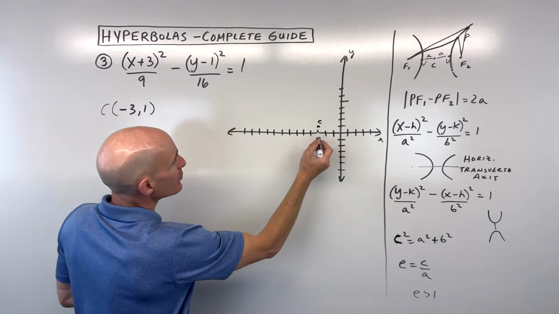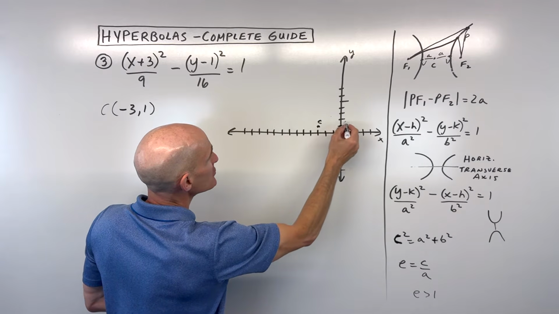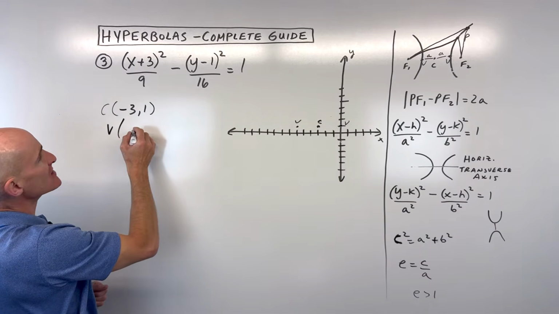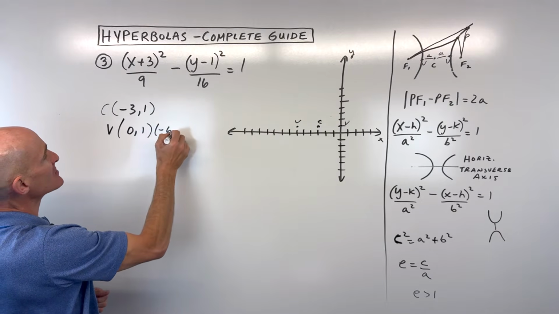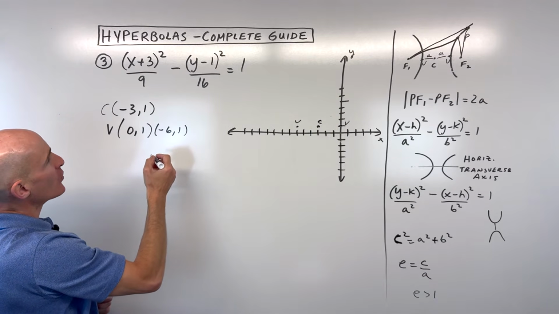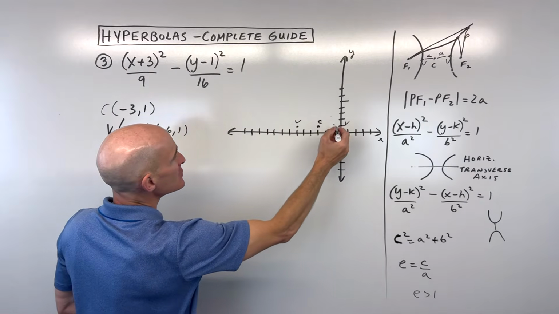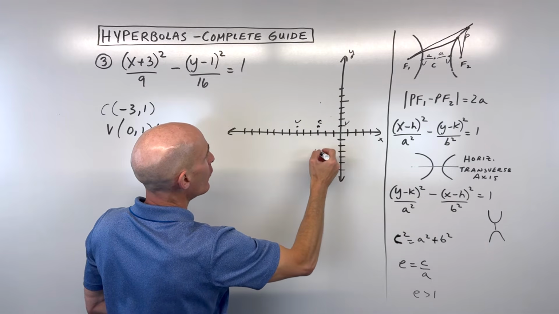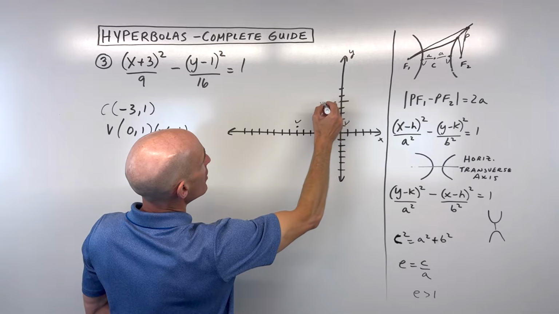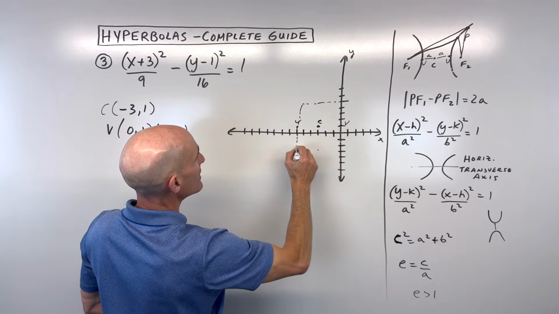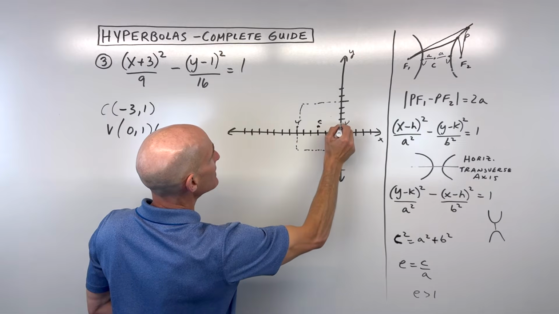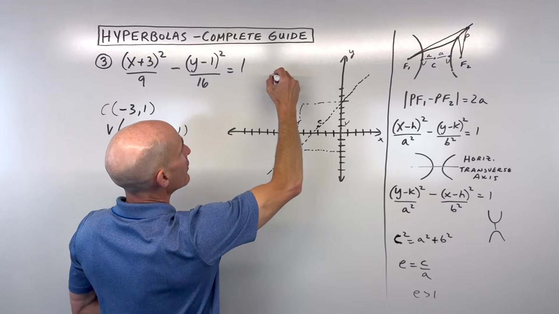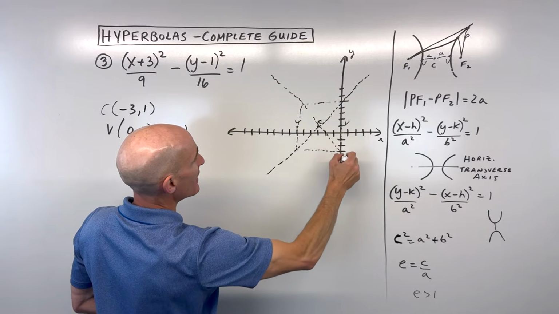The square root of 9 is going to be 3. So from the center, 1, 2, 3. There's one of our vertices. 1, 2, 3. There's our other vertex. Let's put the coordinates of those vertices. That's going to be 0, 1, and -6, 1. And then what else do we have here? We've got 16, the square root of 16 is 4, so from the center I'm going to go up 4 and down 4. We're going to use these points to draw that dashed or dotted rectangle, which remember we use as a guide, using the opposite corners of that rectangle and the center point, for drawing our asymptotes. Remember, those are dashed or dotted lines.